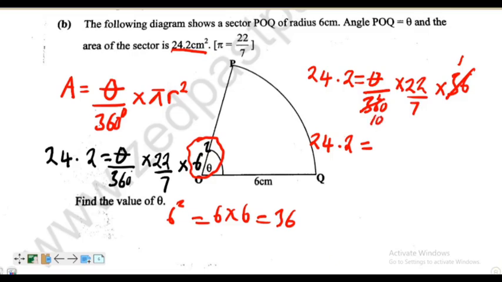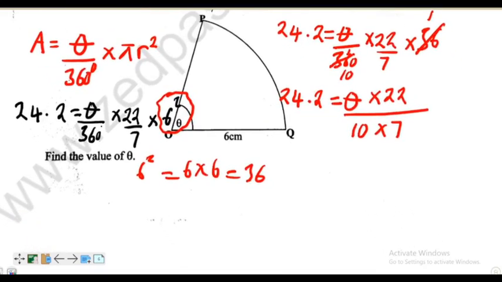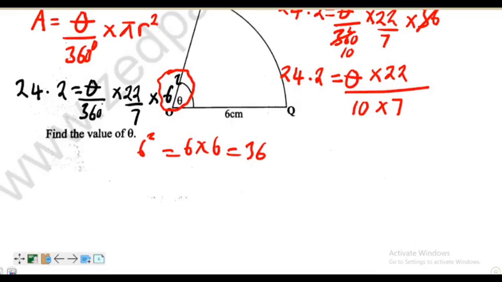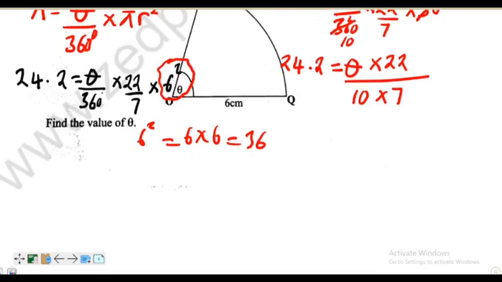Okay, so we are remaining with theta times 22. So 22 times 1 will get the same value, 22, divided by, then down here we are remaining with 10 times 7. So I do hope that you are following. We have seen what you have done. So let us now work it out. Okay, how are we going to find the final answer?